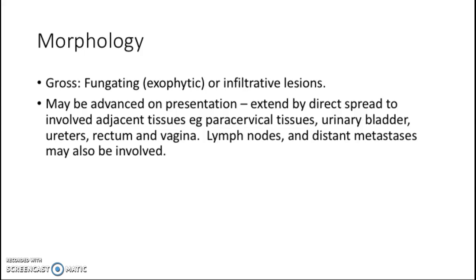Morphologically, you will see fungating exophytic lesions or infiltrative lesions, and it can be advanced on presentation. It can extend by direct spread to adjacent tissues, for example, paracervical tissue, urinary bladder, ureter, rectum, and vagina. You can also see some lymph node involvement or distant metastasis. And it's important for me to stress that you have to know the risk factors for developing cervical carcinoma. The most important risk factors are sexual activity, multiple parity, cigarette smoking and so on. You should read up on the risk factors.